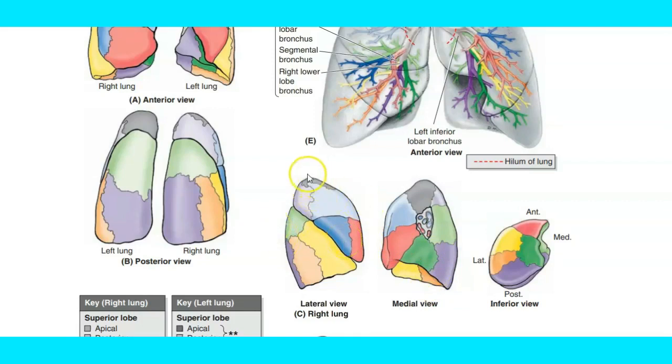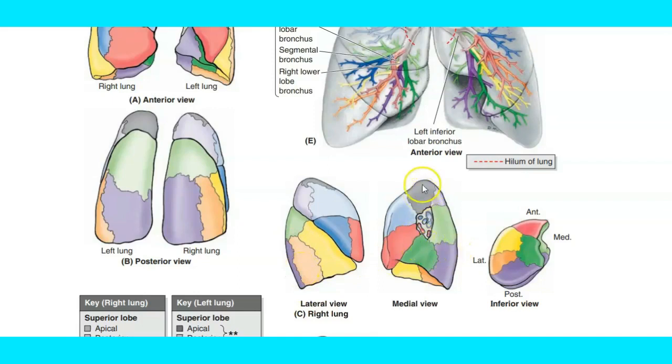So you have the apical segment, anterior segment and the posterior segment for the superior lobe. For the middle lobe, you have the medial segment and the lateral segment, right? Now for the inferior lobe, what do you have? You have a superior segment, alright, but now you have this basal area. This basal area is divided into a medial basal segment, the anterior basal segment, the lateral basal segment and the posterior basal segment, alright.